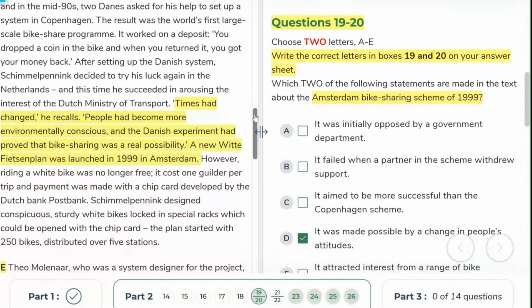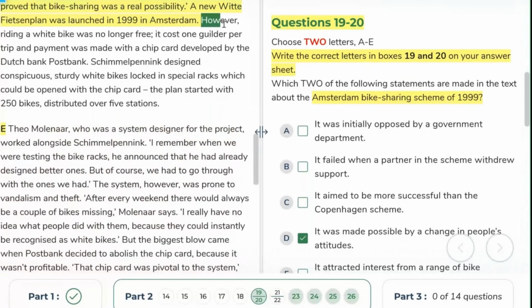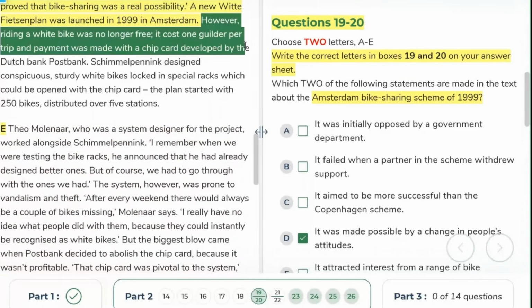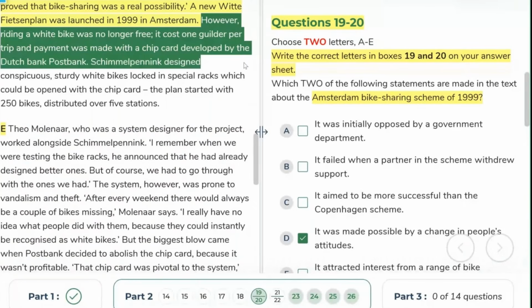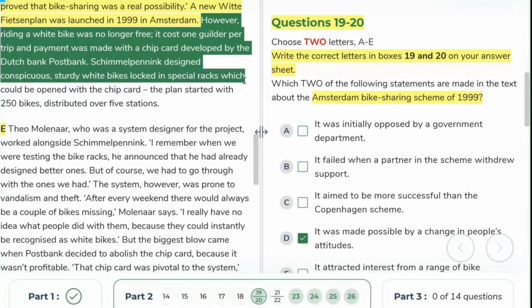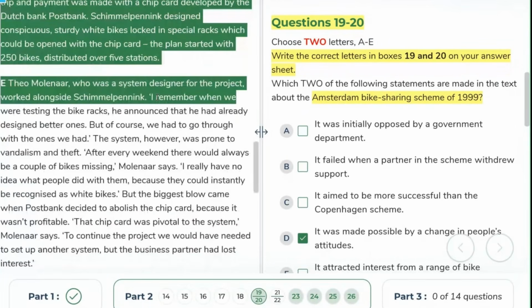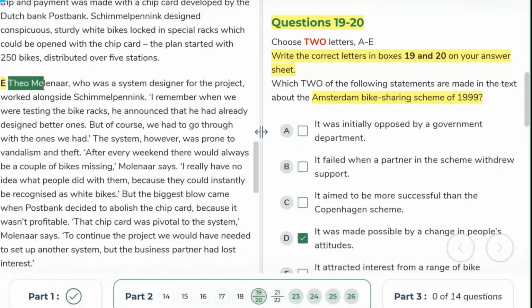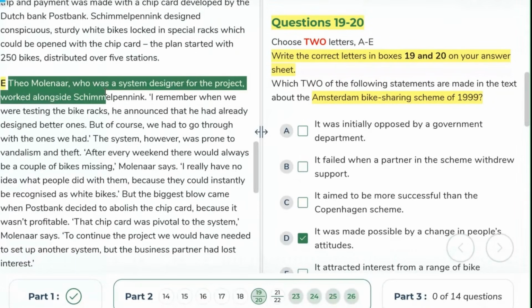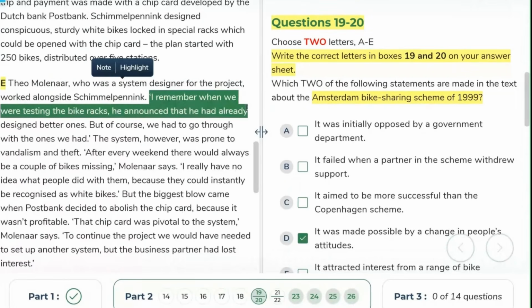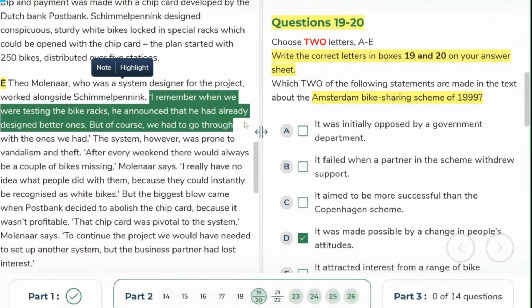However, riding a white bike was no longer free. It cost 1 guilder, and Dutch bank, post bank, and design, and all that, locks and racks and all that. Okay, we do read on. The same thing continues. Theo Molinar, who was system designer for the project, worked alongside Schmelpning. And then he says, I remember when we were testing the bike racks, he announced that he had already designed better ones, but of course, we had to go through with ones we had.